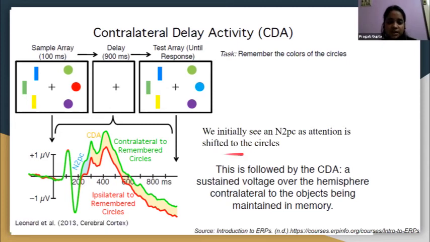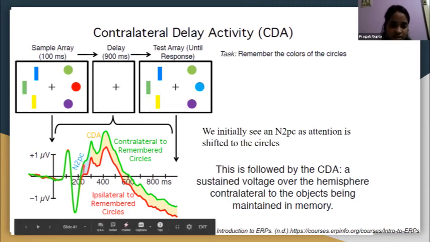So initially we see an N2PC component because there's covert attention towards it. And this is randomly done because if there's a greater presentation of circles on the right side of the screen, then there will be a larger left hemisphere negativity. So this might give biased results. That's why we need random presentation of the stimulus.